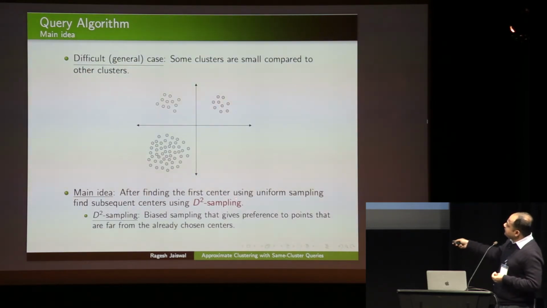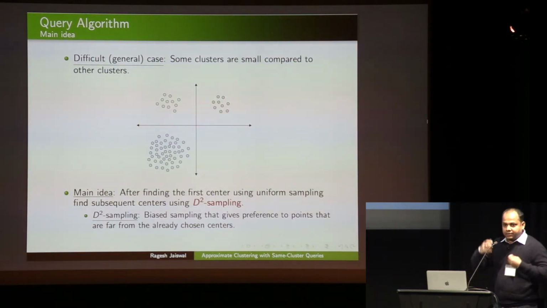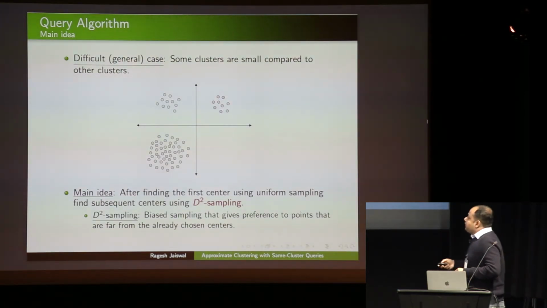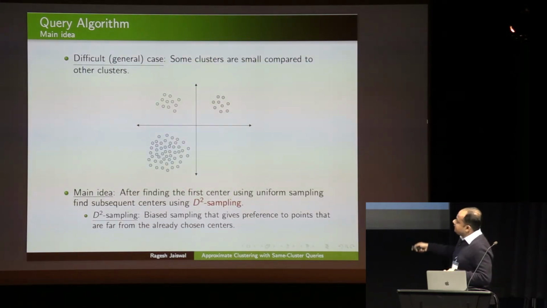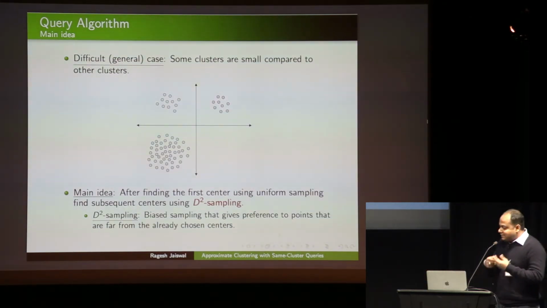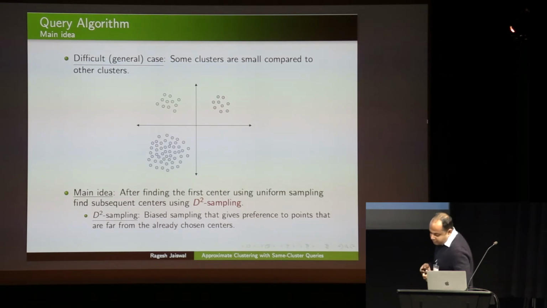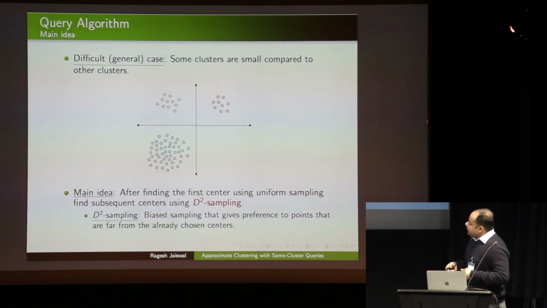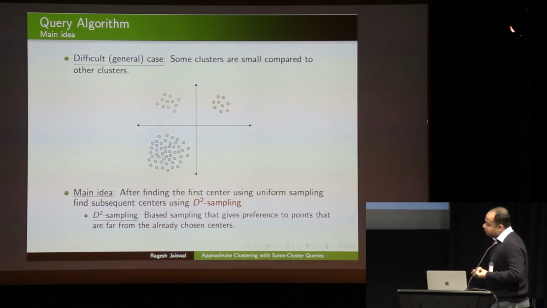Okay, so after finding the first center using uniform sampling, the first center is fine because we have the biggest cluster and we're going to get a good center from there. After that, there is an issue, right? After finding the first center using uniform sampling, we'll find subsequent centers using what is known as D squared sampling. This is the kind of technique I've been interested in over the past few years. The D squared idea is very neat, intuitive, and simple.